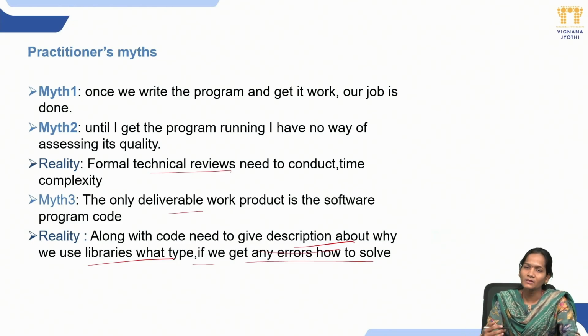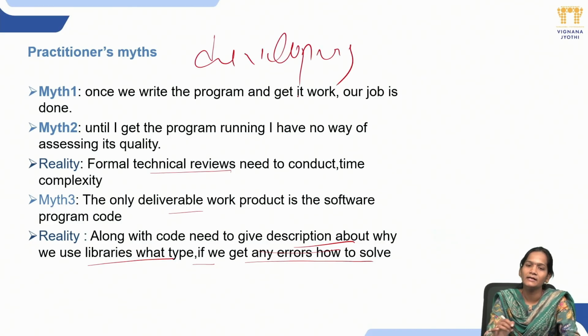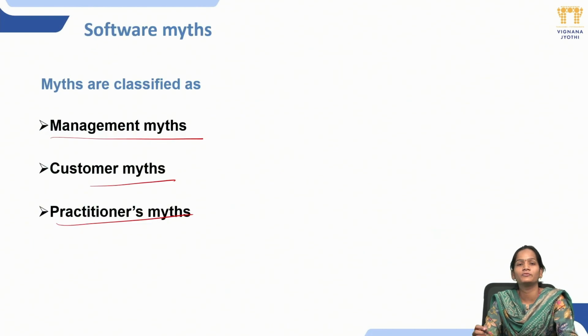Next, the myth that writing code is enough and the product work is done. The actual thing is you need to give every description about the product: what kind of tools you used, why you used them, and if any error occurs, how we can solve it. Everything is described in that particular description. These are the few assumptions from the developers or practitioner myths, like software myths.